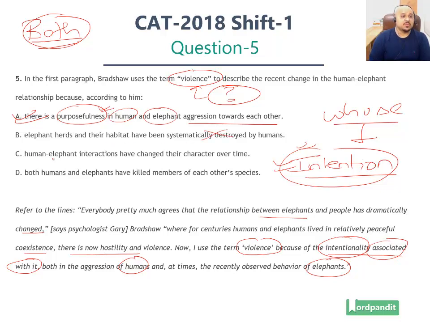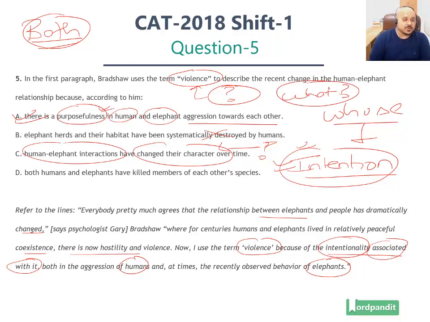Option number C, human-elephant interactions have changed their character over time. The problem with option number C is it does not mention what kind of change. It does not mention the intentional aggression that has infiltrated human-elephant interaction. This option misses out on the what. It stops short of clarifying the context, hence ruled out.